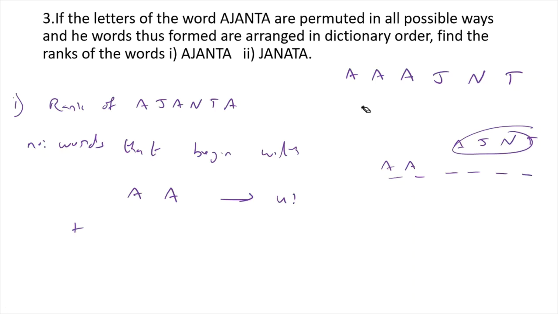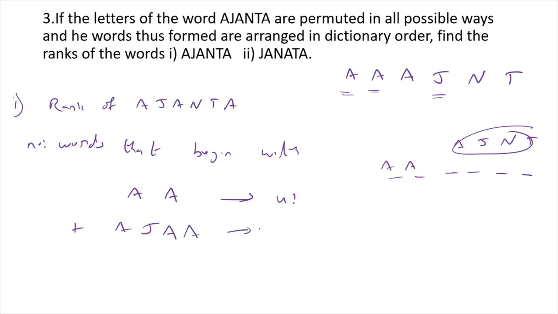So I will not count all the words that begin with AAA. The next thing I will do is count all the words that begin with AJ. But unfortunately Ajanta starts with AJ, so I should not count all the words that begin with A and J. So I have to take one more letter. I have to count all the words that begin with AJA. But Ajanta starts with AJA, so I have to take one more letter. So one more letter is going to be A.